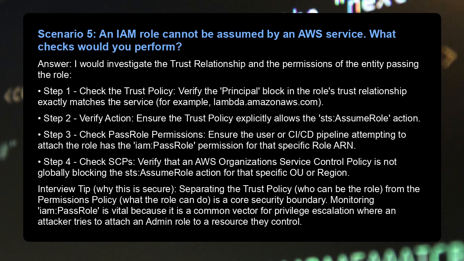Scenario 5. An IAM role cannot be assumed by an AWS service. What checks would you perform? Answer: I would investigate the trust relationship and the permissions of the entity passing the role. Step 1: Check the trust policy. Verify the principal block in the role's trust relationship exactly matches the service, for example, lambda.amazonaws.com. Step 2: Verify action.